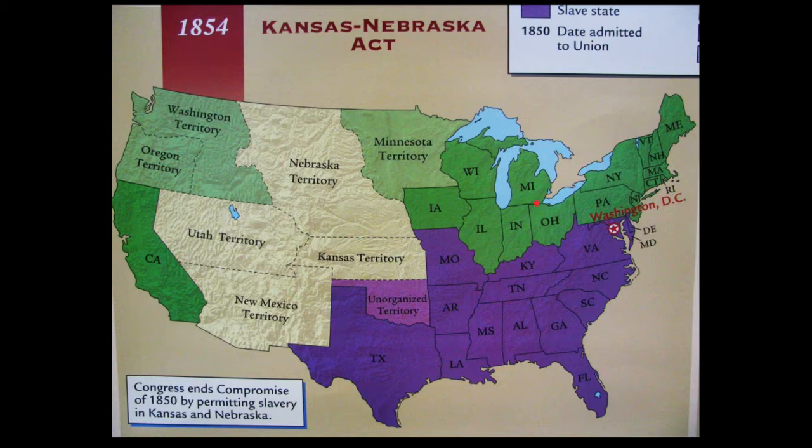He wants it to go through the north. He is from Illinois by this point, Chicago right here. He wants it to start here and go through the north. To get the southern states to agree to that, he agrees to expand popular sovereignty.